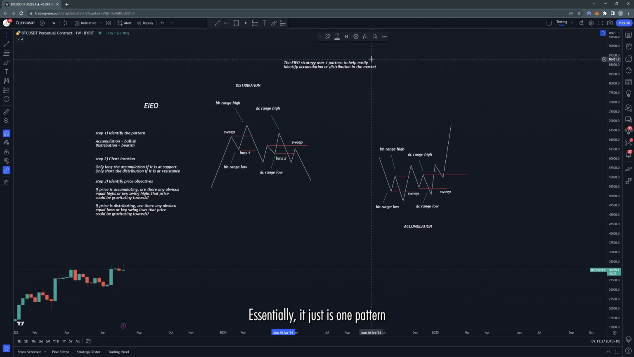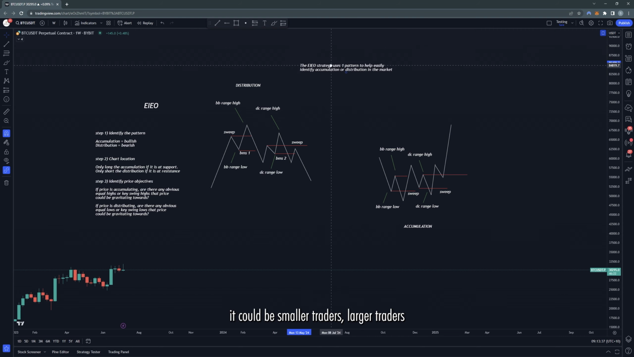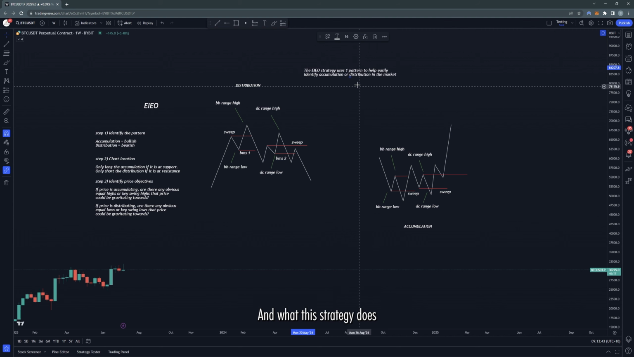Essentially, it just is one pattern that helps us identify accumulation or distribution in the market. Now, it doesn't matter who is accumulating or distributing whatever the asset is that we're trading. It could be market makers, it could be funds, it could be smaller traders, larger traders. Regardless, it doesn't even matter at all. What this strategy does is it allows us to pick up on if price is accumulating or distributing, and then we piggyback that larger order flow.